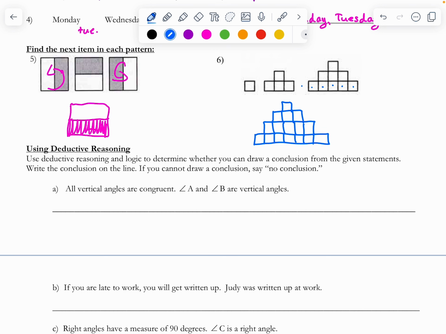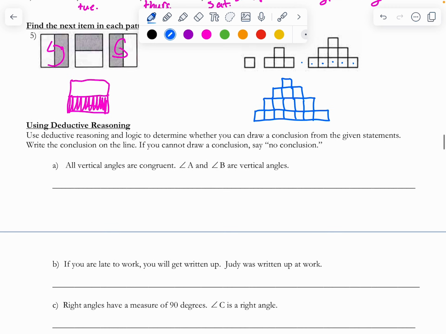So using deductive reasoning and logic, determine whether you can draw a conclusion from the given statements. Write the conclusion on the line. If you cannot draw a conclusion, say no conclusion. So let's take a look at it. All vertical angles are congruent. Angle A and B are vertical angles. If they're vertical angles, we can say that angle A and angle B are congruent.